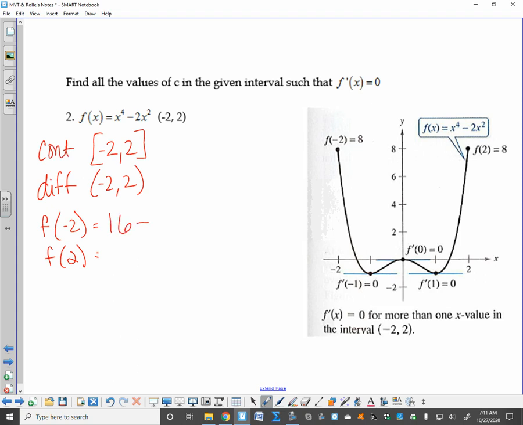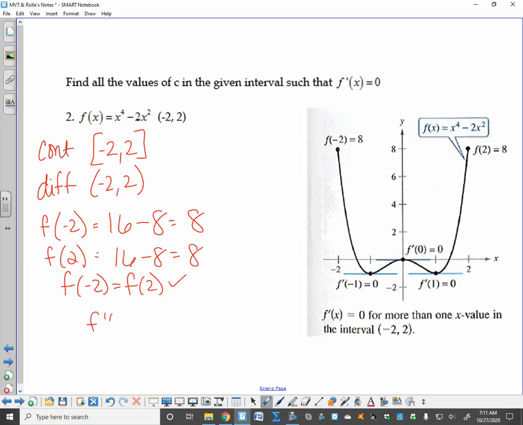2 squared is 4 times 2 is 8. And then a positive 2 is going to be the same thing because those are even powers. So I just proved that f of negative 2 equals f of 2. Therefore, I know Rolle's applies.